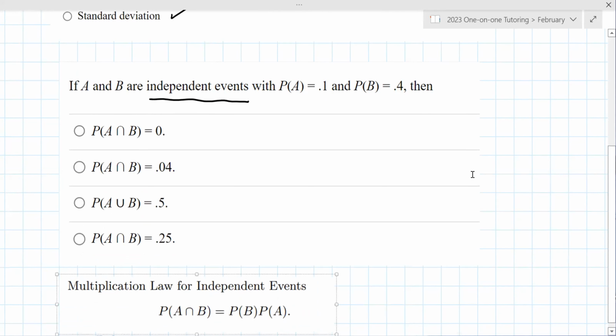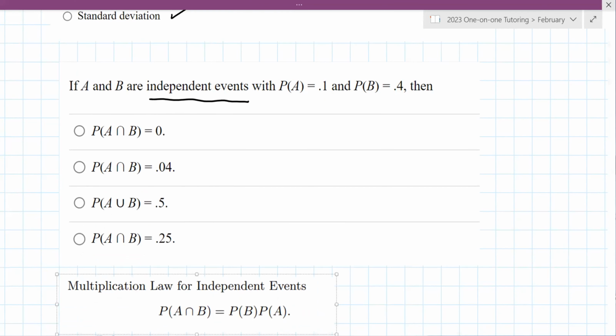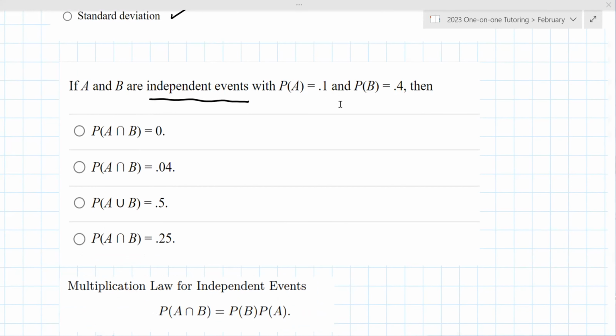Multiplication law for independent events. So that's about three-quarters of the way down on the first page, in the left column, if you're looking. And this is exactly what it is: independent events. You just multiply the two numbers together and you get 0.04. Are you allowed to use a calculator on this? Yes. Great. Okay.